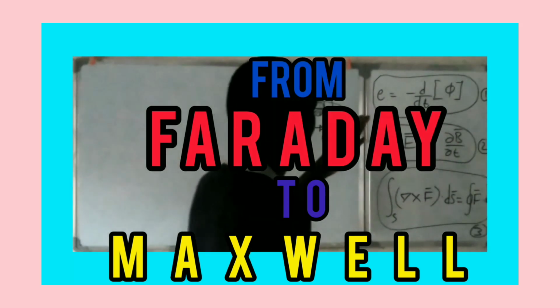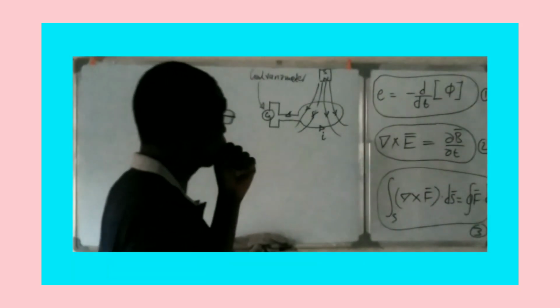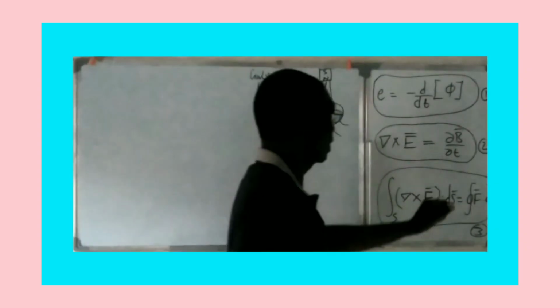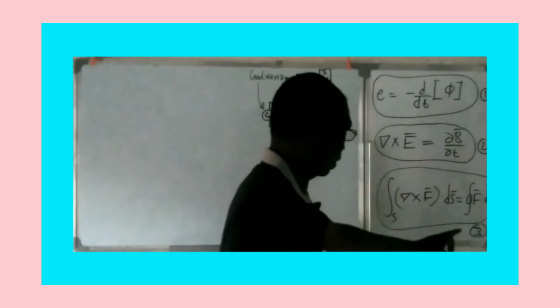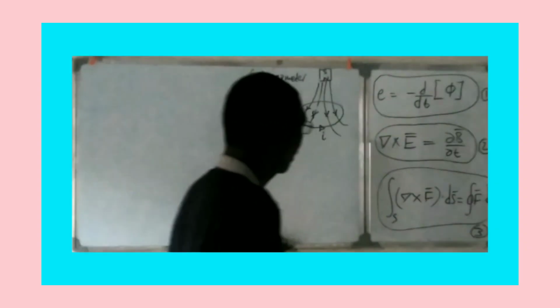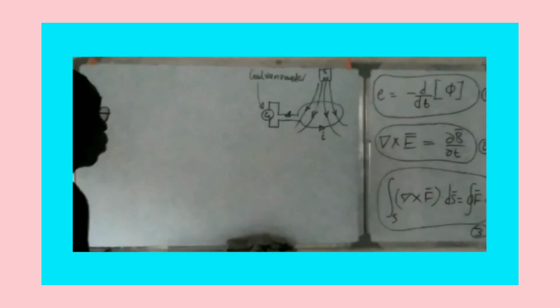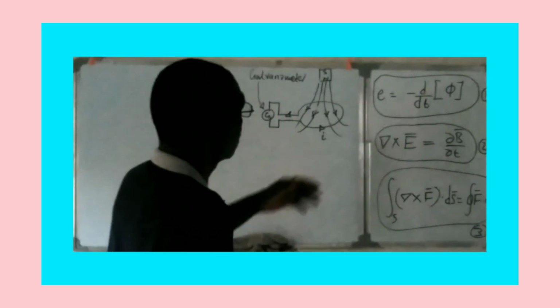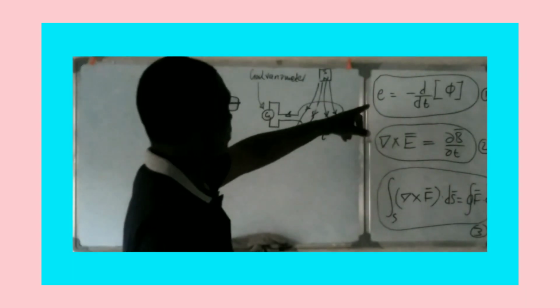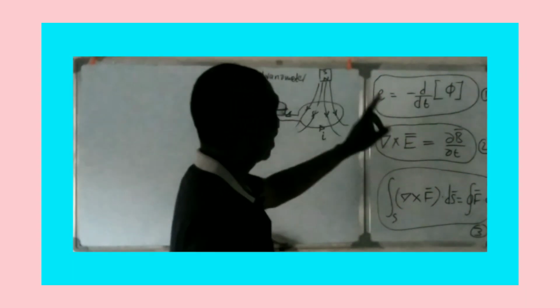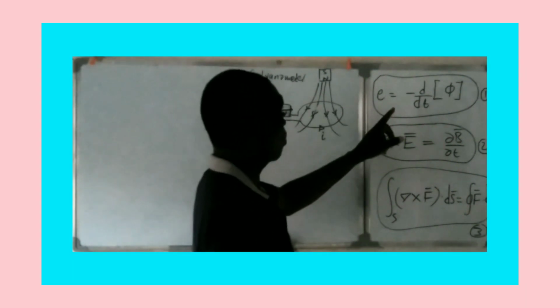Now we have three very interesting equations on the board. Equation number 1, equation number 2, and equation number 3. Now what does each one of them stand for? Well, the first one here is a mathematical statement of Michael Faraday's law of electromagnetic induction.